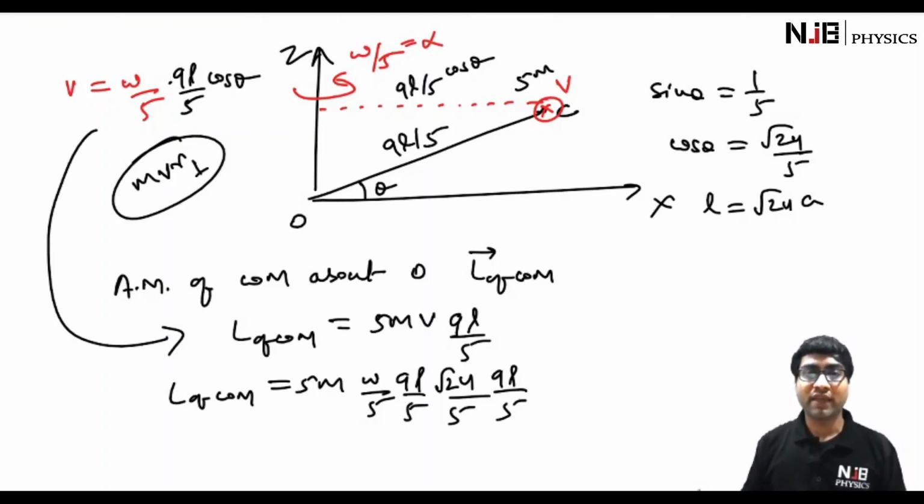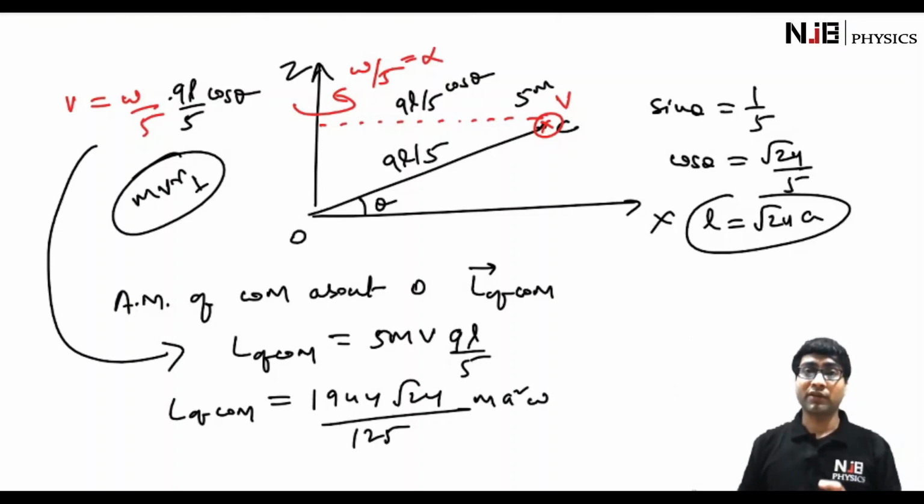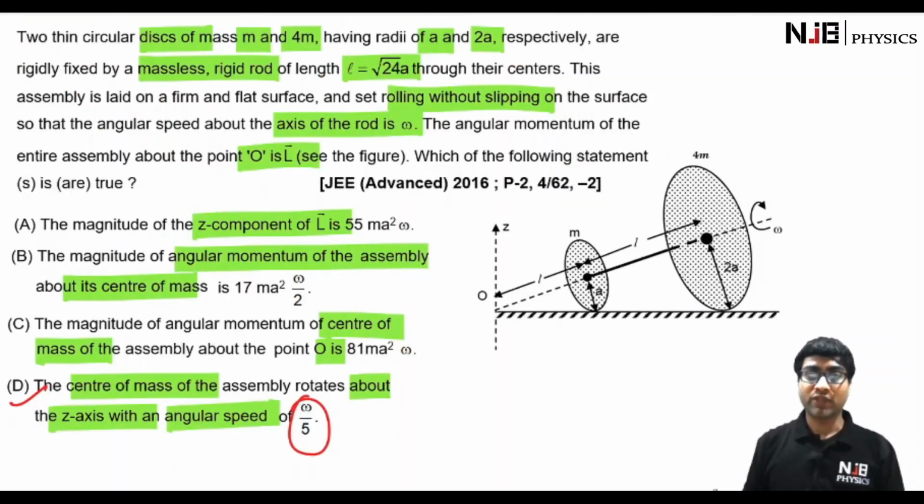So we can simplify it, and in fact we can put the value of L as root 24 a. So when we do it and simplify it, we are going to get this value as 1944 root 24 divided by 125 m a square omega. So this is going to be the magnitude of angular momentum of center of mass about the point O. And if we check option C, according to them this value is 81 m a square omega, which is definitely not the case, and therefore this option C is going to be incorrect.